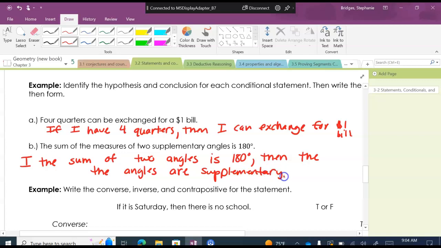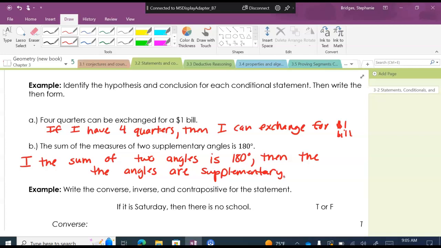Question. In this one, what if I switched it? What if I said if two angles are supplementary, then their sum is 180 degrees? Would that be okay to write it like that as well? Yes, it would. Technically, this one can go either way. Some of them cannot, but this one can, because you can say if the angles are supplementary, then their sum is 180. Or you can say if the angles' sum is 180, then they are supplementary. So it really just depends on what the question is, on which ones can be reversed and which ones can't.